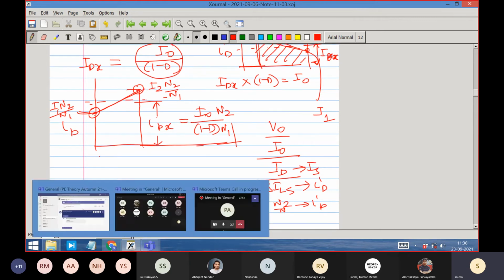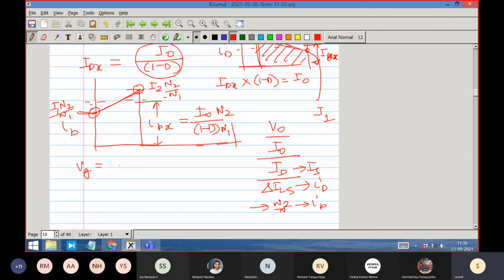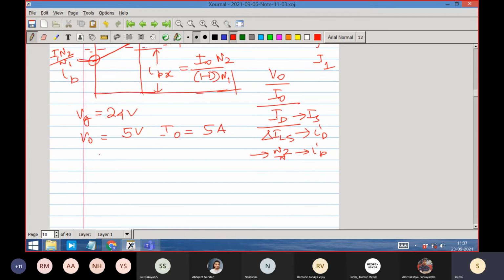Let us say that VG is equal to 24 volt and V0 is equal to, let us say, 5 volt. Let us say I0 or V0 by R is such that I0 is equal to 5 ampere. This is the requirement, right? And let us say we have used a transformer ratio of N1 is to N2 is equal to 2 is to 1. So what would it be?